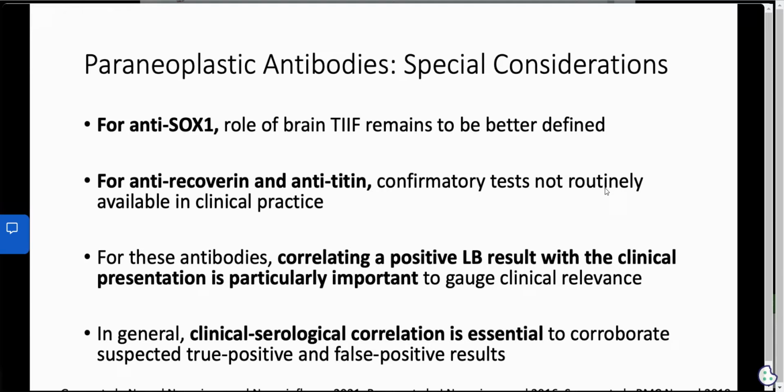So for these antibodies, correlating a positive line blot result with the clinical presentation is particularly important to gauge clinical relevance, as they have discrete clinical associations, such as that of anti-recoverin with autoimmune retinopathy and anti-titin with thymoma or myasthenia gravis. And in general, again, clinical serological correlation is essential to corroborate suspected true and false positive results.